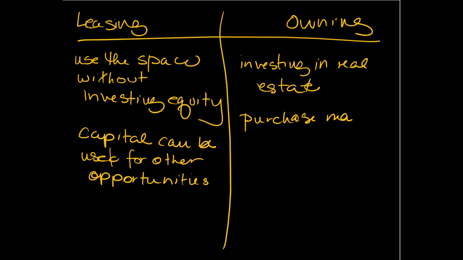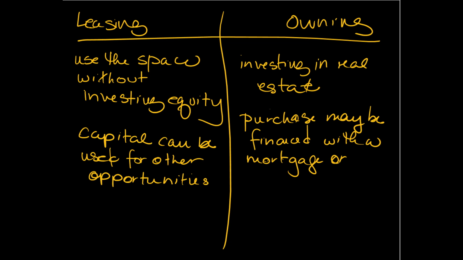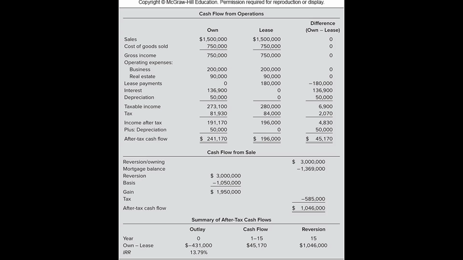The corporation may decide to finance the purchase by taking out a mortgage that would be secured by the property in addition to equity capital, or they may use only equity capital. The decision to own the space involves an additional equity investment in the property that is not required when leasing. So the corporation must consider the difference in the cash flow to the corporation if they lease the space rather than if they own the space.